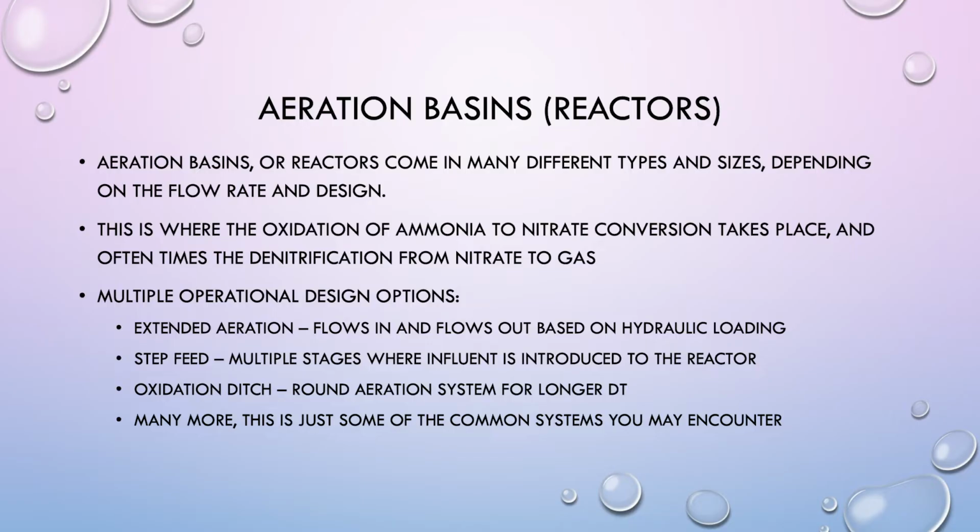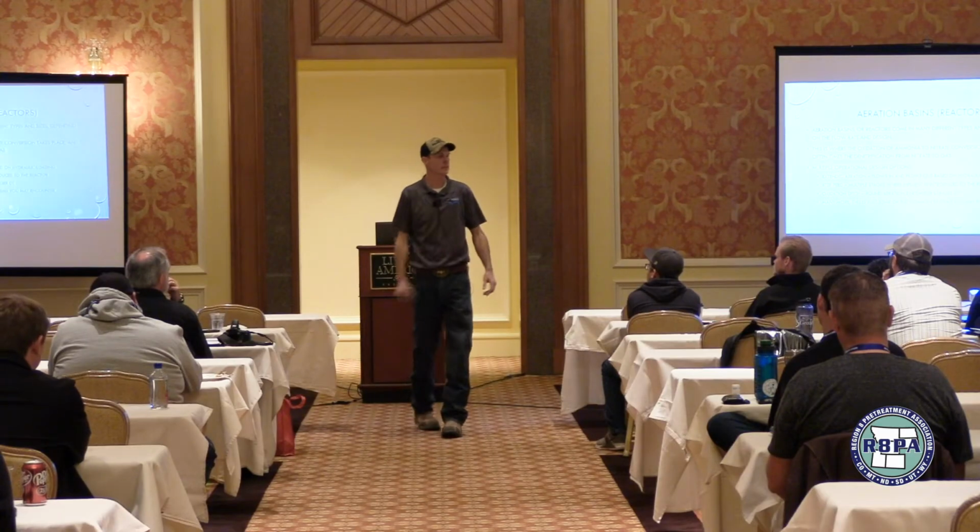Aeration basins, we've talked about this a little bit. Aeration basins are different types and sizes. There's a billion different variations of it. This is where the oxidation of ammonia happens and conversion of nitrate to nitrogen gas happens, depending on the plant. How many people just nitrify? Okay. How many people denitrify? Nitrify and denitrify. Do you do it all in one tank? Where do you denitrify?